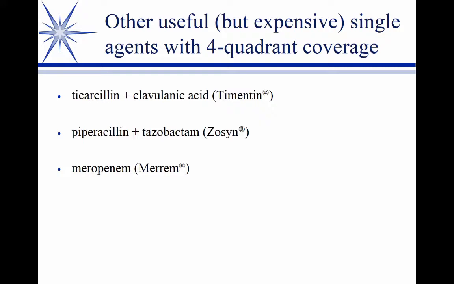Okay. Now, truthfully, I wish we would use more Timentin and more Zosyn. But what we're doing is we're using more meropenem. The reason is meropenem, being a carbapenem, has better activity. There are things that it gets that the other two don't. And almost regrettably, it's cheaper than the other two. At least here it is. Meropenem has gone generic, so we can get it cheaper than we can the other.